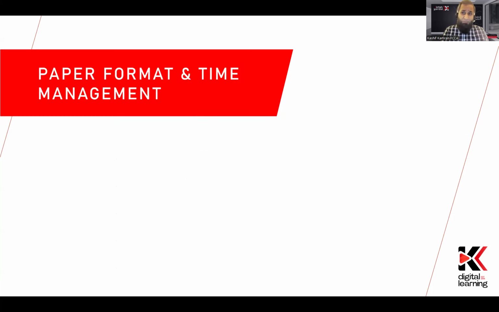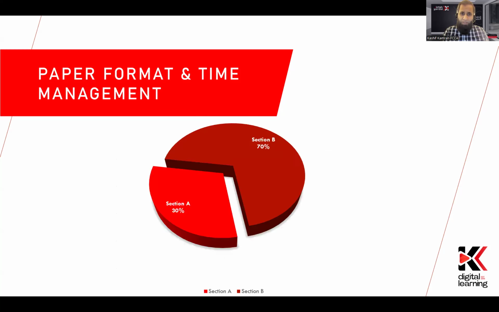Now, in terms of the paper format and time management, there are two sections in the paper, section A and section B. Section A has 30 marks and section B has 70 marks. So you can see the weightage in the pie chart on your screen, 30% and 70%.